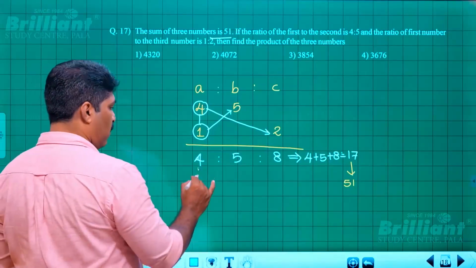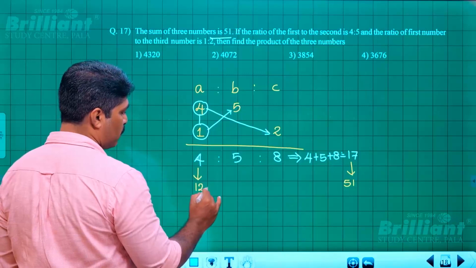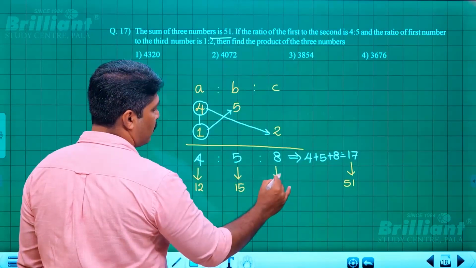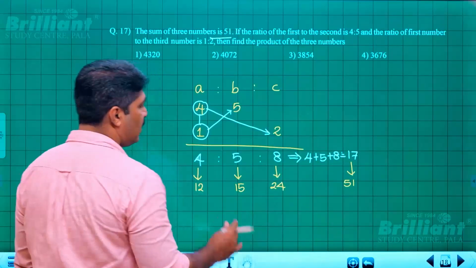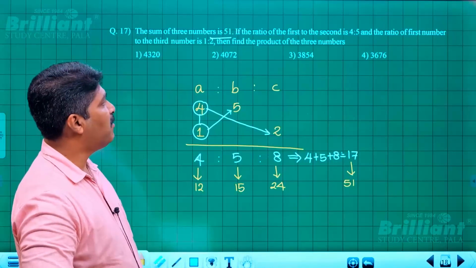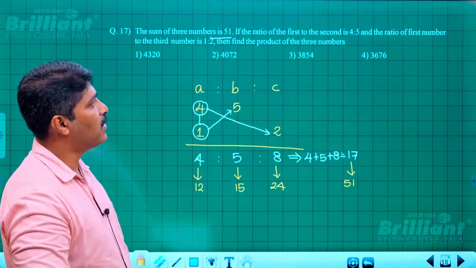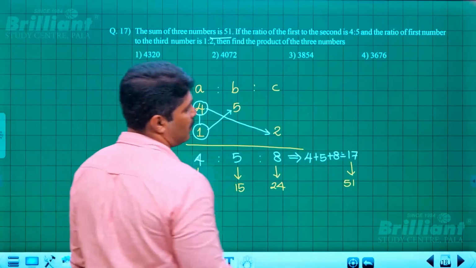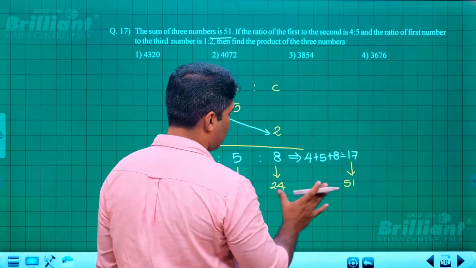Therefore, 4 into 3, that is 12. 5 into 3, that is 15. 8 into 3, that is 24. So these three are the numbers. Then, what is the next step of operation? We have to find out the product of these three numbers. So here we just consider the product of these three numbers.